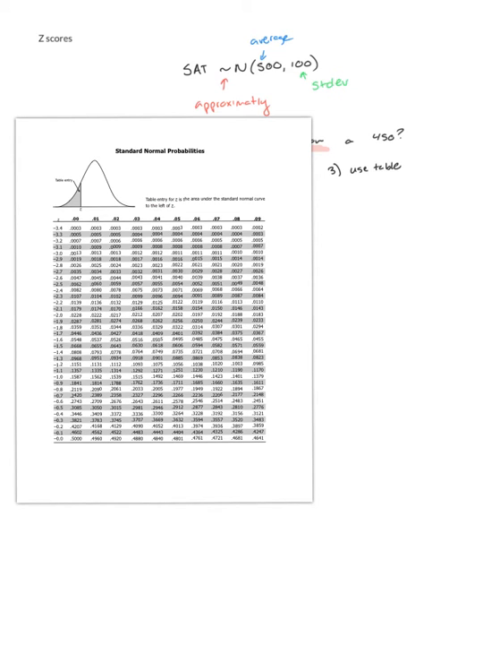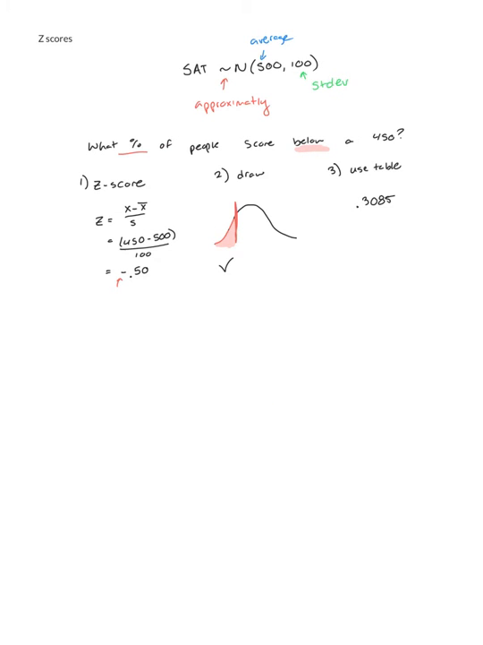Now in this example, my z-score was negative 0.50, so I'll come over here. I'll trace negative 0.5 across, 0.00 down, and where they overlap, that will be my end tail. So I have probability of 0.3085. I'm going to get rid of this. And because I have a lower end tail, I don't need to switch anything around. So the question, what percent of people score below 450? 30.85% score below a 450.